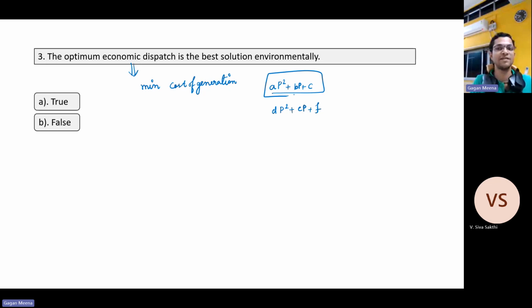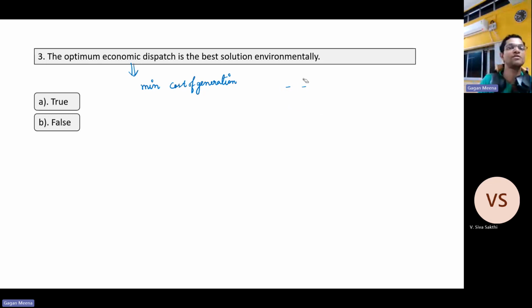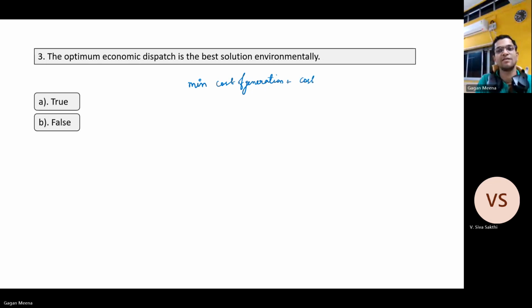For each generator, if you want to get a best solution for the environment also, then we need to minimize this emission cost also. And if you want to minimize both, then it becomes a bi-objective problem. We want to minimize the cost of generation as well as the cost of emission. We have two objective functions here. So this is also false. It is not a best solution environmentally.